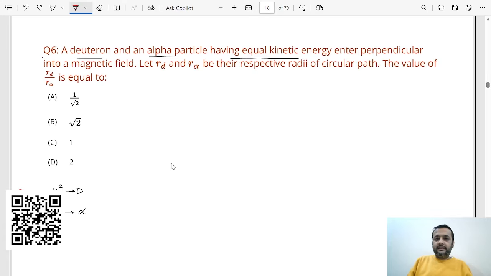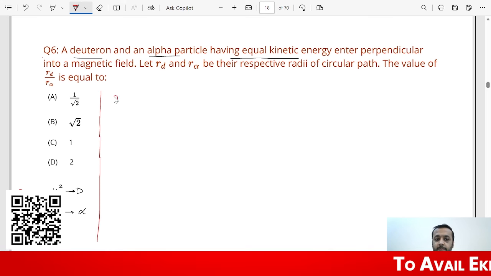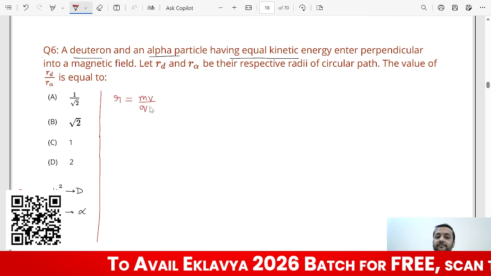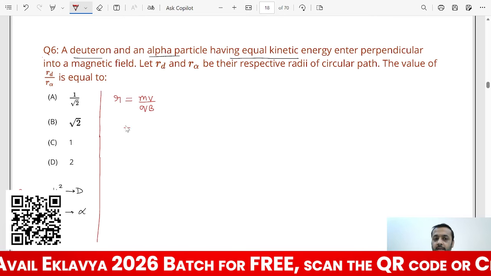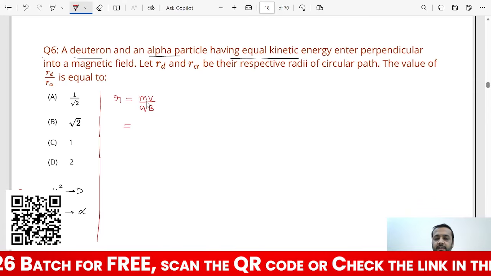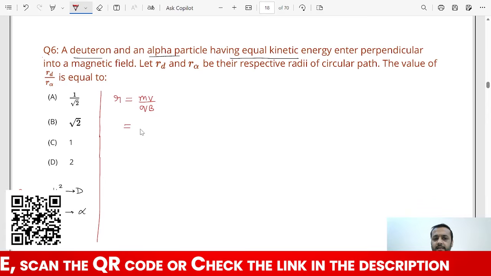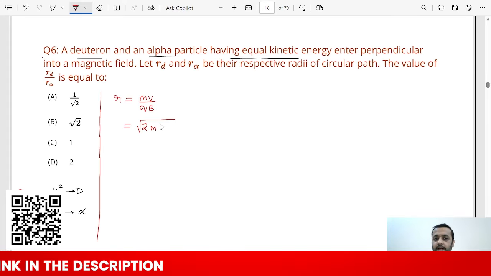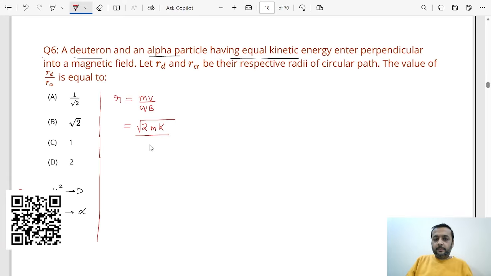Now, they have equal kinetic energy and both enter perpendicular to the magnetic field. We have to find the ratio of the radii. If you remember, when a charged particle enters perpendicular to the magnetic field, it performs UCM, and the radius of the circular motion is given by mv by qB. Now mv is the linear momentum of the particle, which has a direct relation with the kinetic energy: linear momentum is under root of 2 into mass into kinetic energy. So the radius can be written as under root 2mK upon qB.